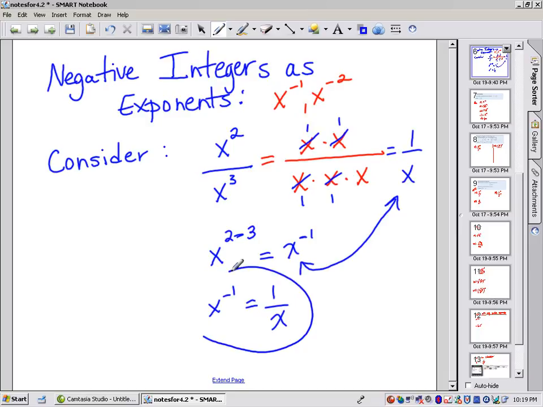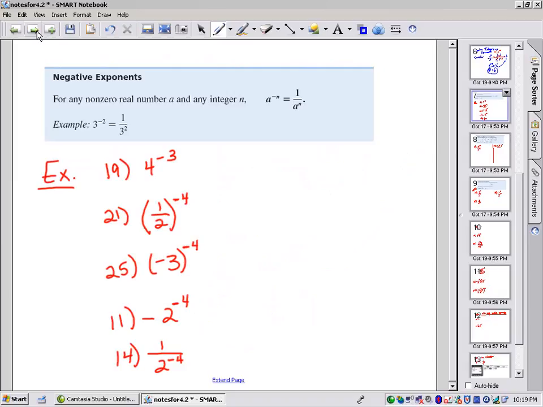And this is the rule that we're going to use for negative exponents. A negative exponent just indicates to do the reciprocal of the base to the positive power. In other words, what is your base? Your base is x. The reciprocal of that is 1 over x, but we'll raise it to the first power in this case. So here's our rule. For any non-zero real number a, and any integer n, a to the negative n is 1 over a to the n.